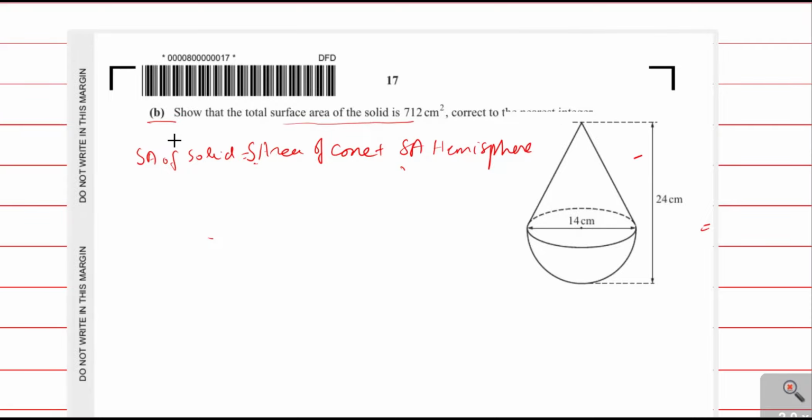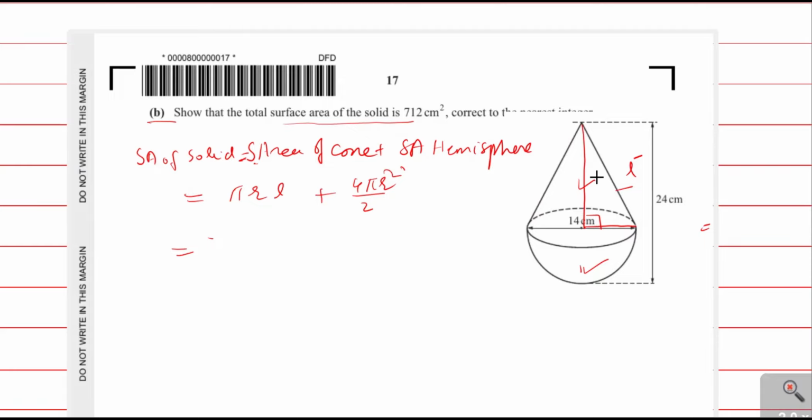Question 21 part B. Show that the total surface area of solid is 712. Surface area of solid equals surface area of cone plus surface area of hemisphere. Surface area of cone is pi r L and surface area of hemisphere is 4 pi r square over 2. And to calculate the surface area of cone, we have to calculate the slant length. To calculate the slant length, we will use the Pythagoras theorem here.